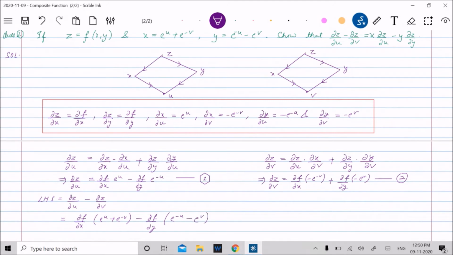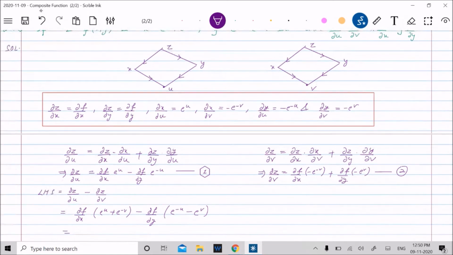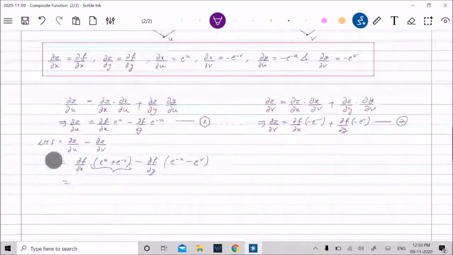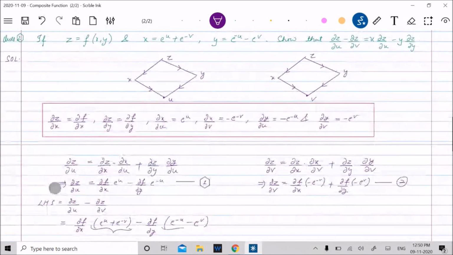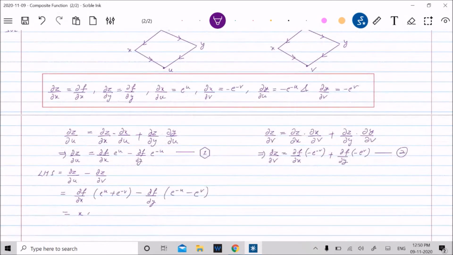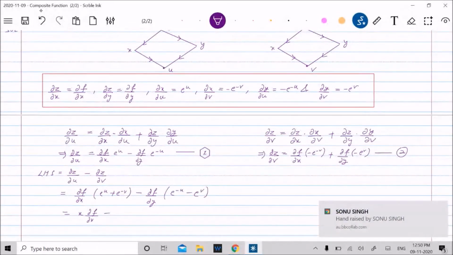Now, what is this? This is x, and this is y, so you can replace them by x and y. That gives you x del f by del x minus y del f by del y. Sonu Singh, what do you want to ask, please?